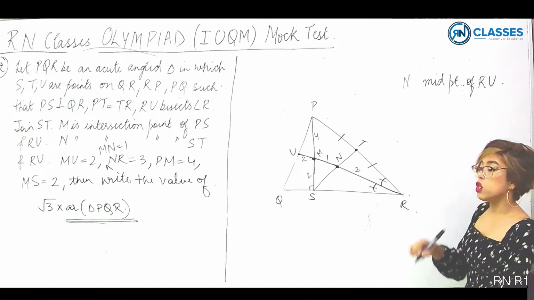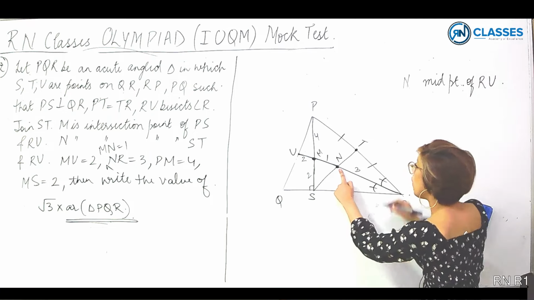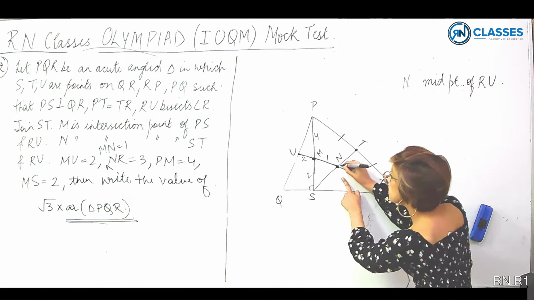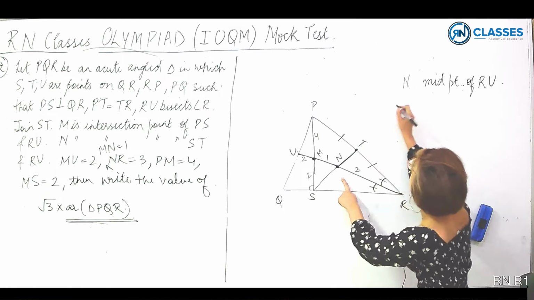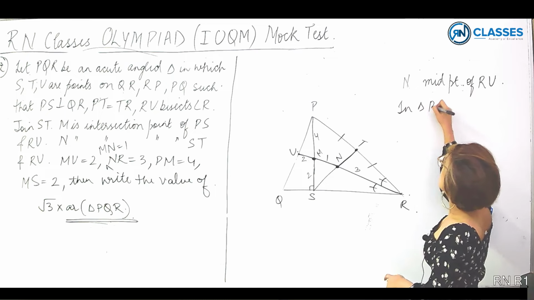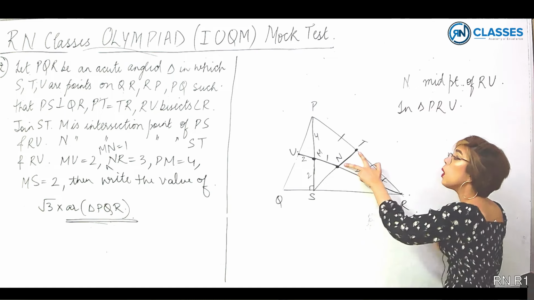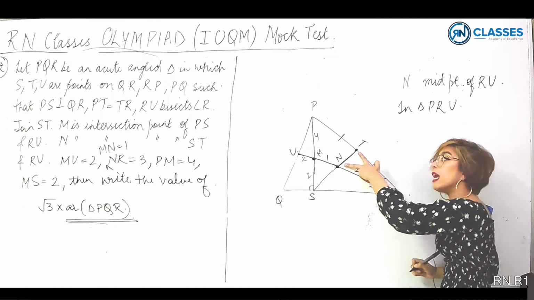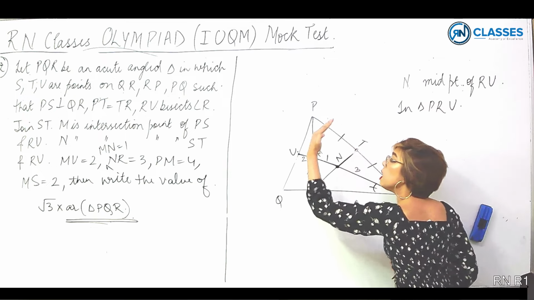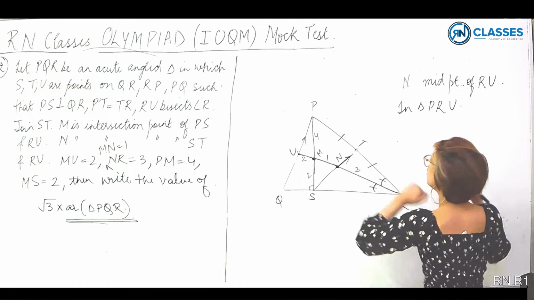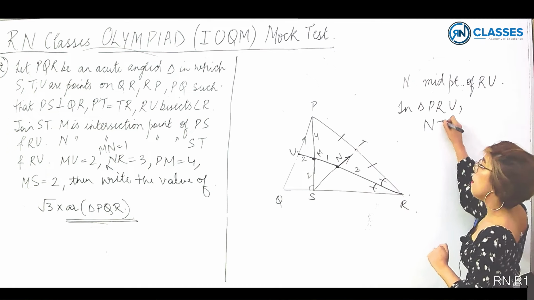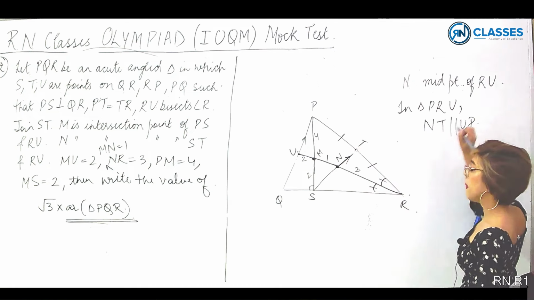First point of observation. This is the midpoint, this is the midpoint. And there is a line joining the midpoints. So, consider this triangle PRU. In triangle PRU, I have a line joining the midpoints of the two sides. That means this line would be parallel to the third side. So this is parallel to this. So NT parallel to UP.